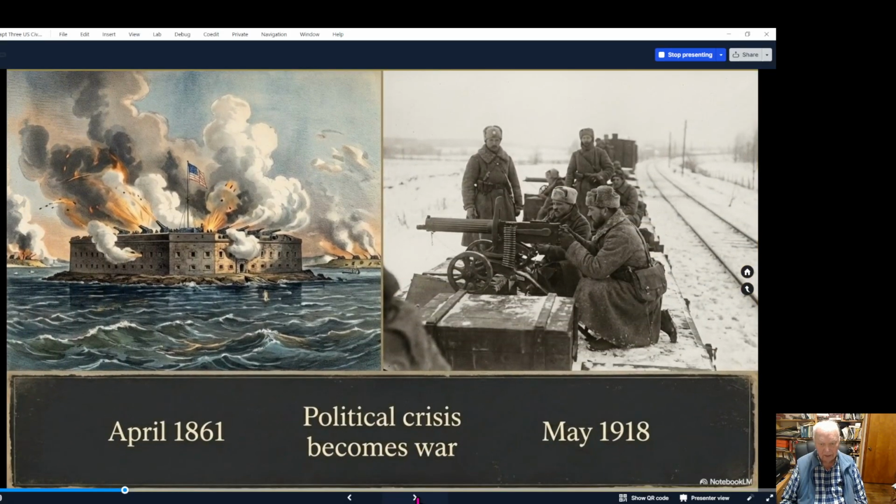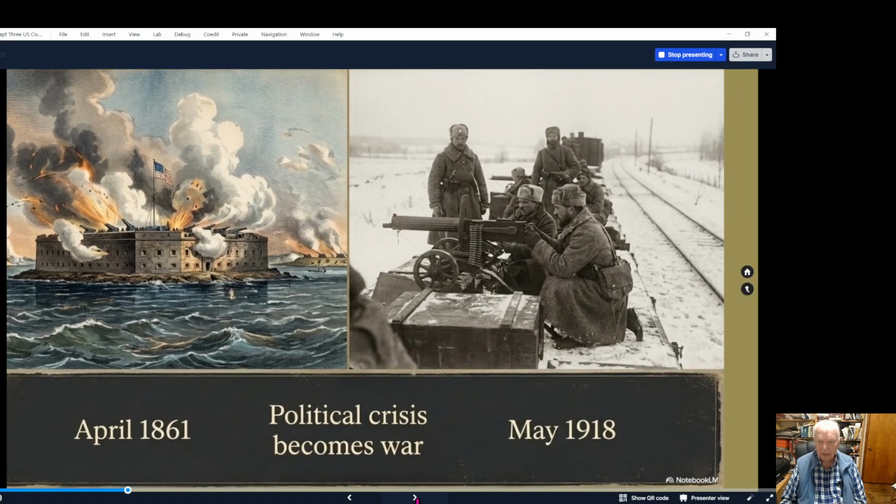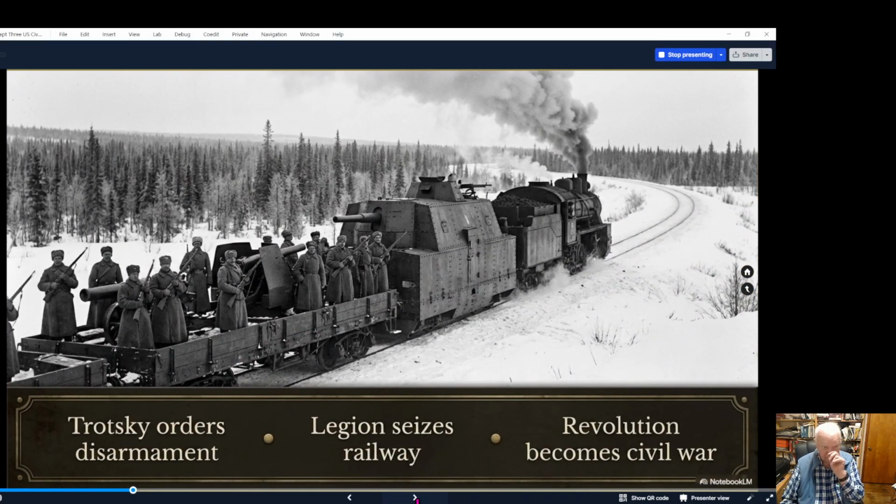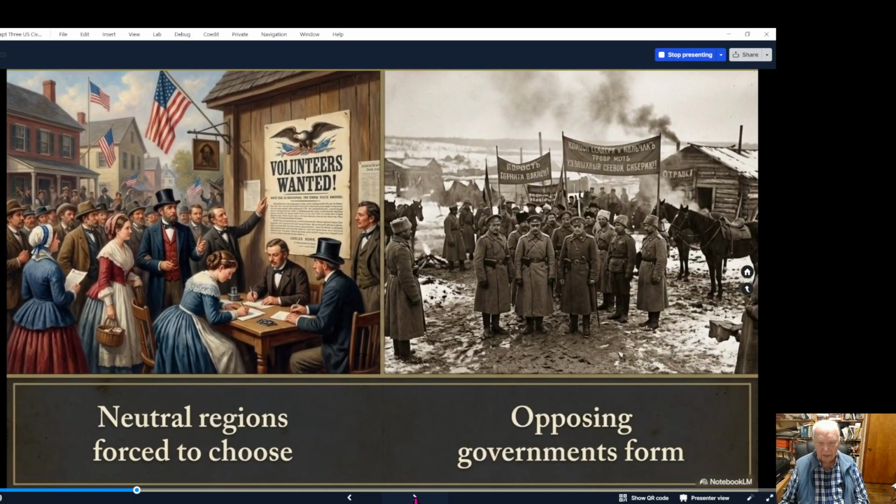And what had been just a political crisis explodes now into full-scale combat. And Lincoln sets out the call for volunteers, and that sets up the call for secession, the confirmation of secession. Trotsky had ordered the Legion to disarm. They refused. They seized the railways and revolution. And the Bolsheviks realized they now have to form an army.